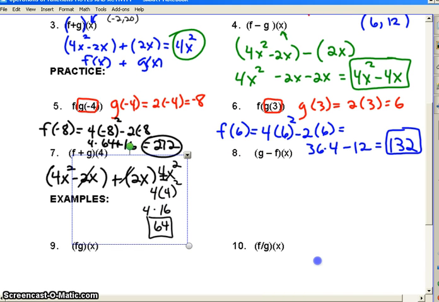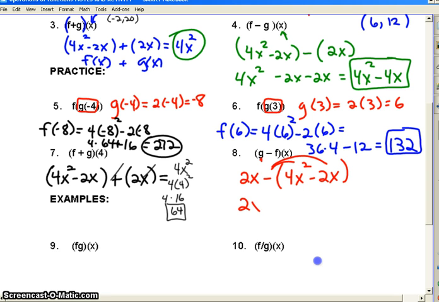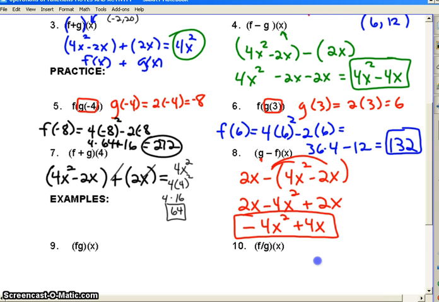Okay, number 8, we need to subtract the two functions. That's starting with g, so I'm going to put 2x minus 4x squared minus 2x. Okay, I'm going to leave that in parentheses. If I distribute the minus sign, I get 2x minus 4x squared plus 2x. Okay, so that's negative 4x squared plus 4x.